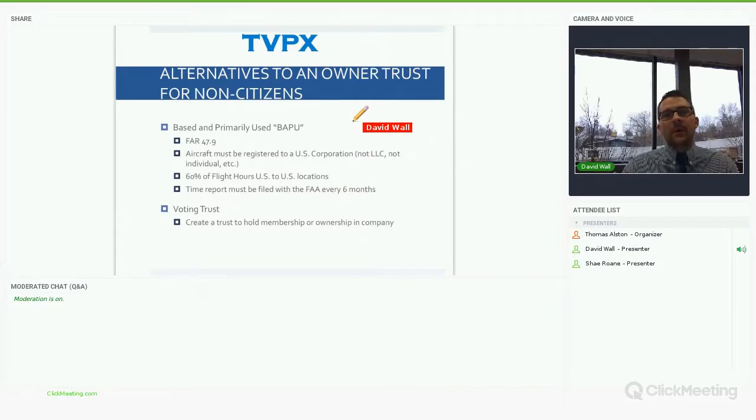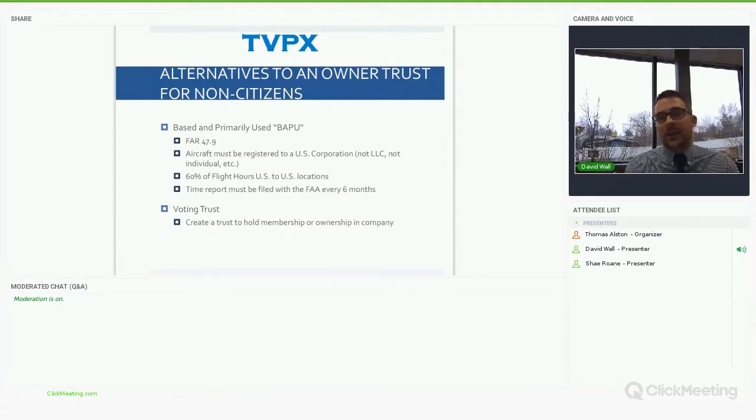The main alternative to an owner trust for a non-citizen, for an entity that won't qualify as a citizen, is the based and primarily used. It's the FAA regulation 47.9. Some people call it BAPU for short. It says that if an aircraft is based and primarily used in the U.S., if 60% of the flight hours are U.S. to U.S. locations, a U.S. corporation that's not a U.S. citizen, doesn't qualify as a U.S. citizen, can register the aircraft.